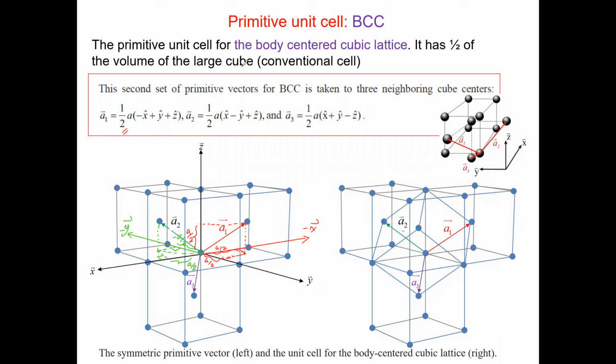Okay, and C. This is again the same number, a half. Okay, so try to think about this by yourself. Okay, good. So next, how to build the primitive unit cell for BCC.